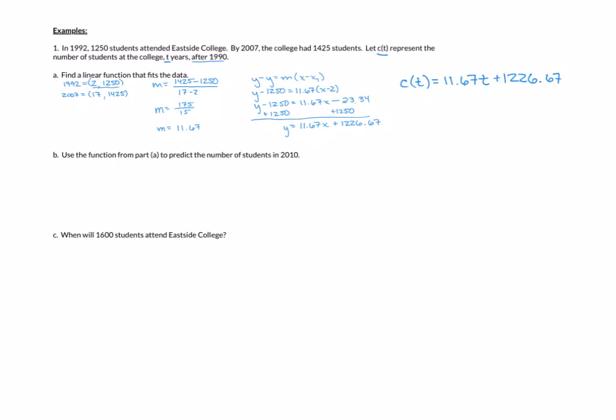Okay, so that takes care of part A. That's the hard part. So now let's go ahead and look at some of the easier parts. Okay, so we have our function. So for part B, we want to predict the number of students in 2010. So how many years after 1990 is 2010? That's going to be 20. So I want t equals 20.